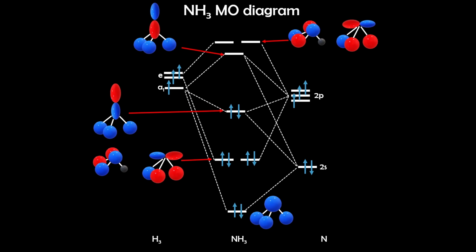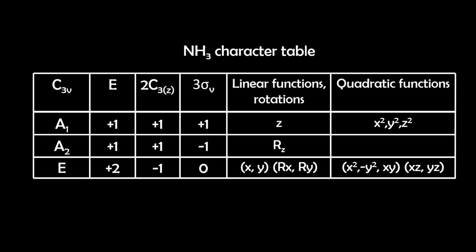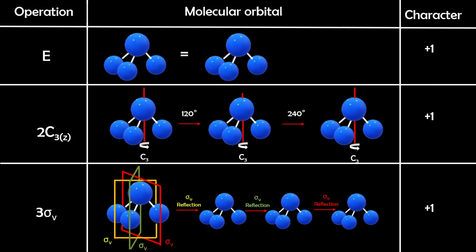So let's start with an easy example to help this sink in. Let's look at ammonia, or NH3, which is in C3V. Here is its molecular orbital diagram. Here is its character table. Now let's assign them. For the first molecular orbital, under the identity E operation, nothing changes. The orbital looks the same. So the character is +1.